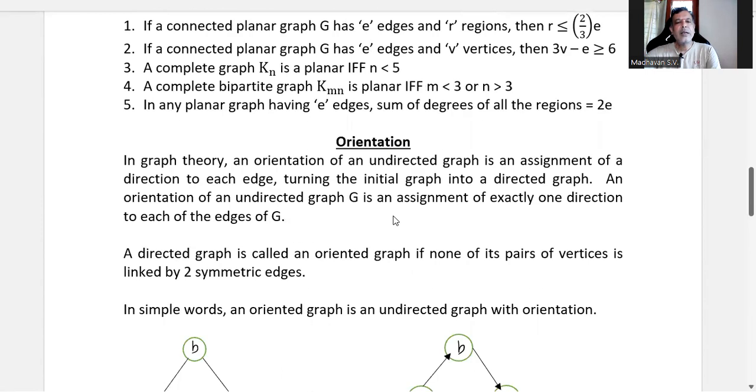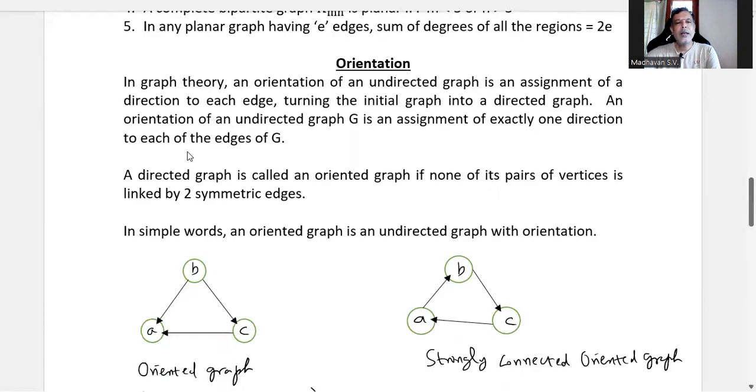Now let us understand orientation of a graph. In graph theory, an orientation of an undirected graph is an assignment of a direction to each edge. Means an undirected graph, by marking arrows, becomes a directed graph. That we call an orientation, turning the initial graph into a directed graph. An orientation of an undirected graph G is an assignment of exactly one direction to each of the edges of G. A directed graph is called an oriented graph if none of its pairs of vertices is linked by two symmetric edges. In simple words, an oriented graph is an undirected graph with orientation.